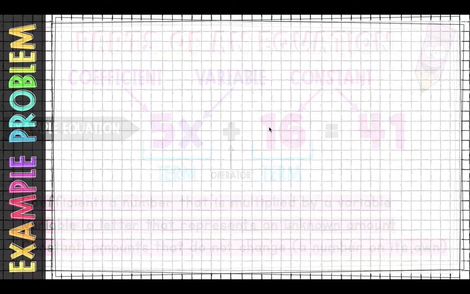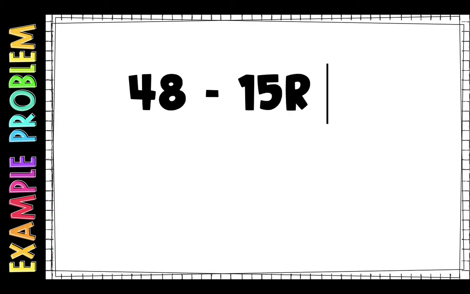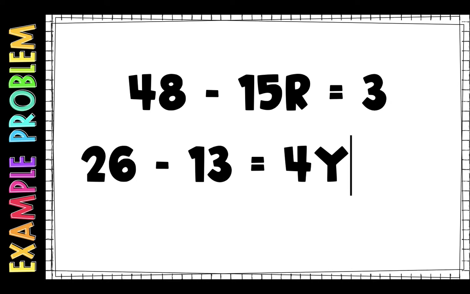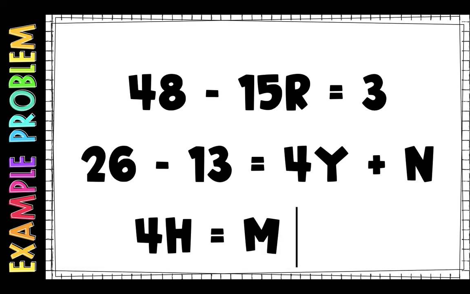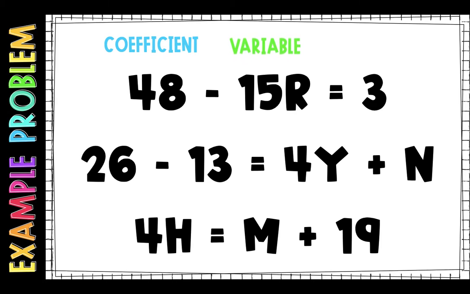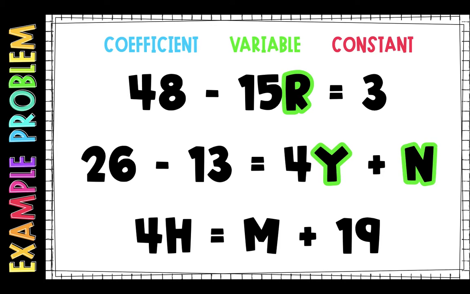All right, let's look at some more examples. I'm going to type out three equations. 48 minus 15r equals 3. 26 minus 13 equals 4y plus n. And 4h equals m plus 19. Now I'm going to label the coefficient, variables, and constants in all of these equations. Let's start with what's the most simple to see, which are the variables. I'm going to go through and highlight any letter I see in green. I have r in my first equation, y and n in the second equation, and h and m in the final equation. These are all different letters that are representing some unknown amount that I could solve for, but I don't know right now.